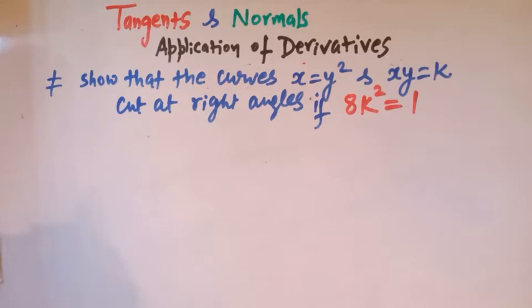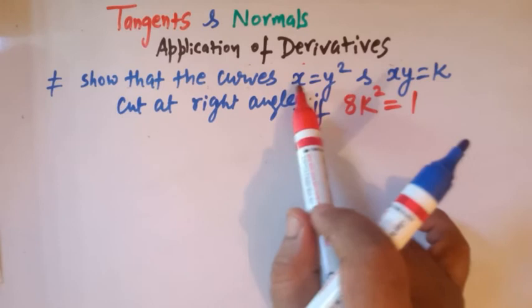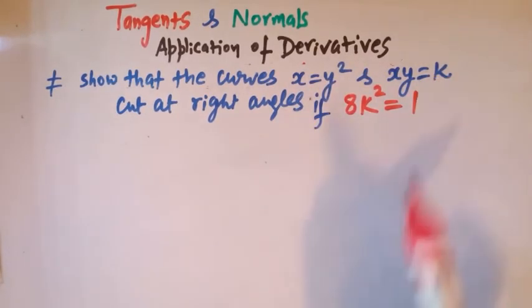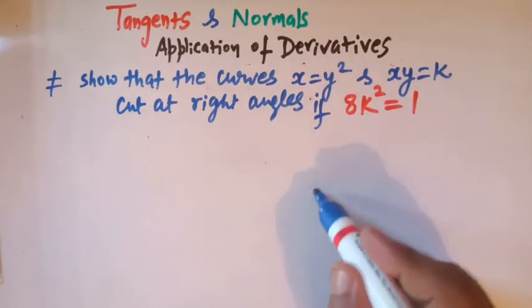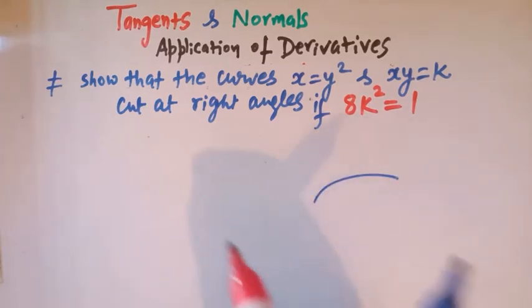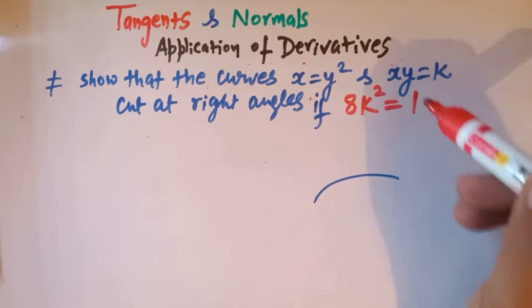Viewers, let us take another interesting problem. Here we have to show that the curves x equal to y square and xy equal to k cut at right angles if 8k square equal to 1. Now here this is the equation of a parabola and this is the equation of a hyperbola. Clear? Now here what we have to do, suppose this is the parabola, and this is the hyperbola.